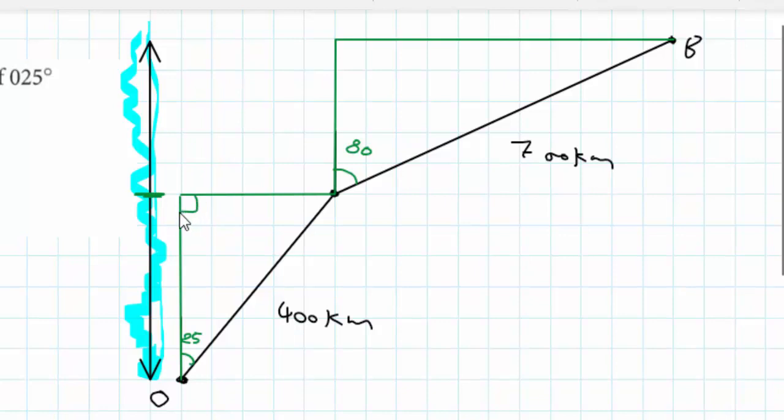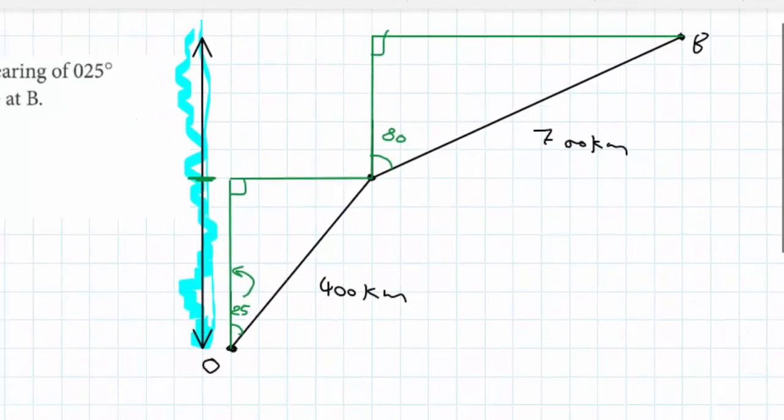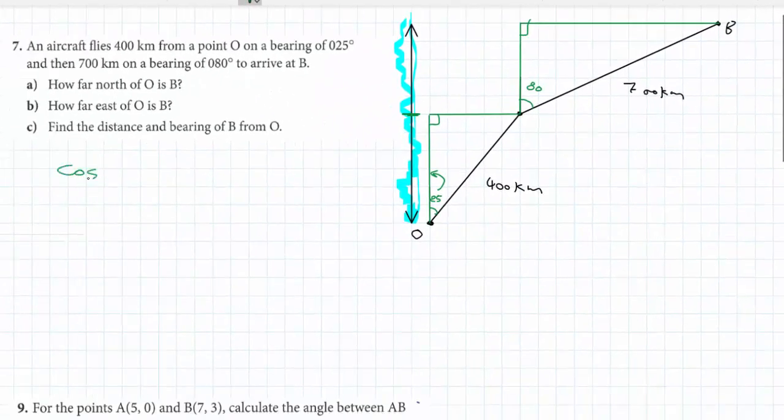This is the right angle. This 400 is hypotenuse. This is the right angle. This 700 is hypotenuse. According to this angle 25, which side is missing? Adjacent. Which side is given? Hypotenuse. So it means we need to use cosine of 25. Cosine of 25 is equal to adjacent A over 400. Then to get rid of this 400, the cosine of 25 should be multiplied by 400.